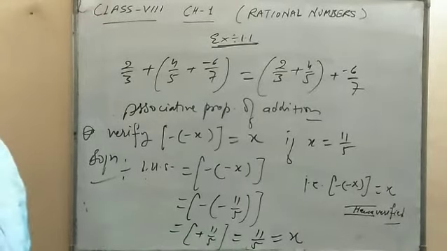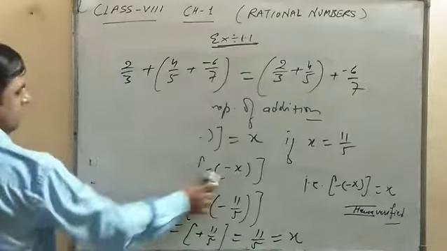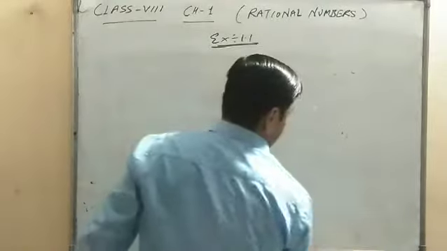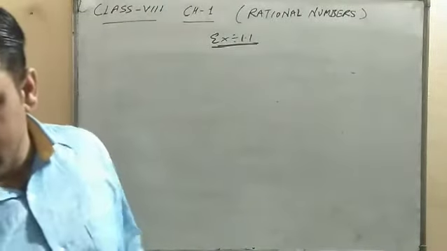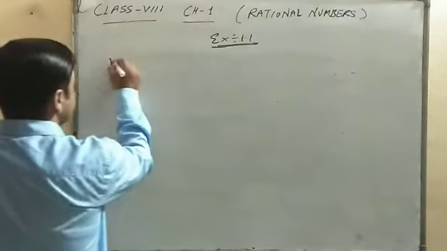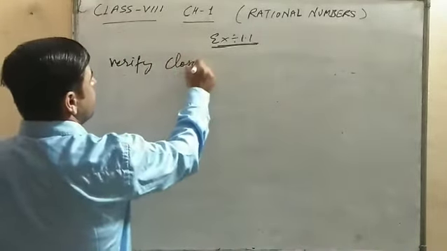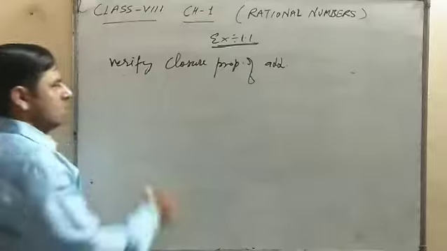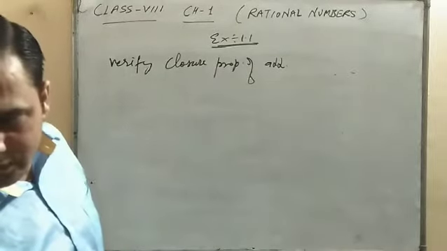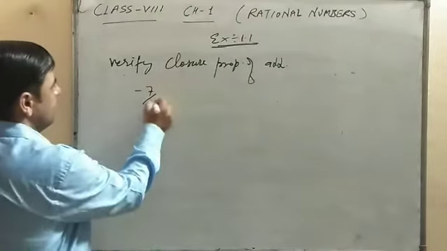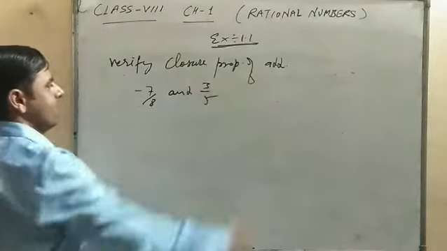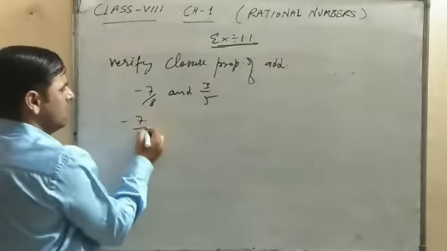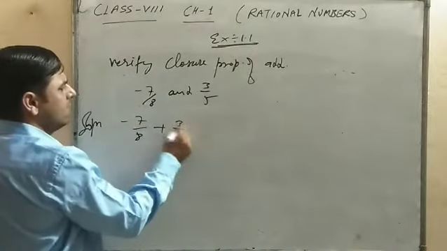The next one I will discuss with you in exercise 1.1: how can we verify the closure property of addition? Verify the closure property of addition. Two numbers are given. Suppose one number is minus 7 upon 8 and the other is 3 upon 5. Very easy. Under additions it is already discussed how we can add. The solution is we have to add both numbers.